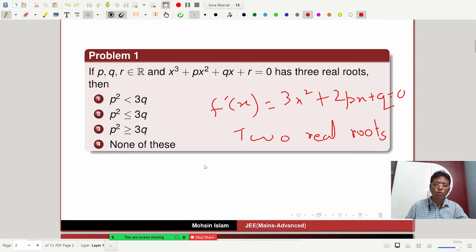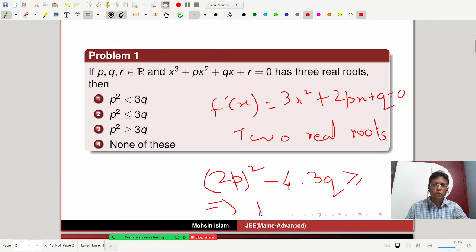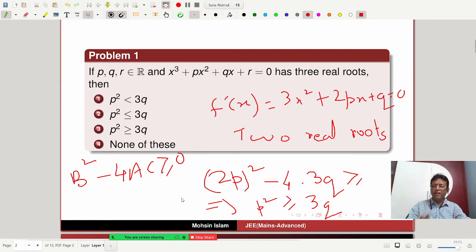So if it has two real roots, then the discriminant must be greater than or equal to 0. What is the discriminant of the derived one? b squared minus 4ac, that is (2p) squared minus 4 into 3 into q, must be greater than or equal to 0. So that will give you p squared greater than or equal to 3q. For real roots, we know that b squared minus 4ac must be greater than or equal to 0. So that is the theory. What is your option? Your option is C, or the third option, p squared greater than or equal to 3q.